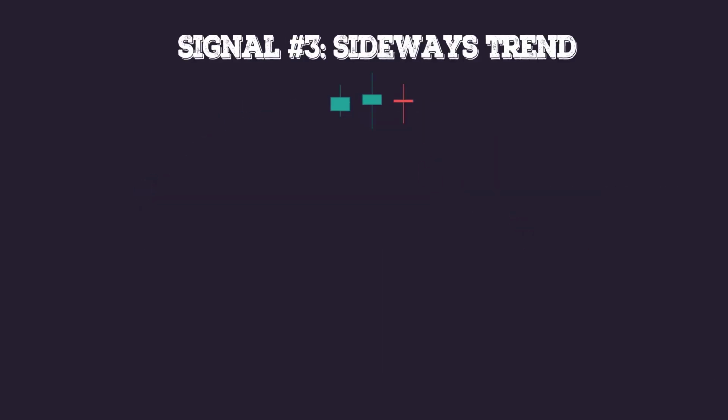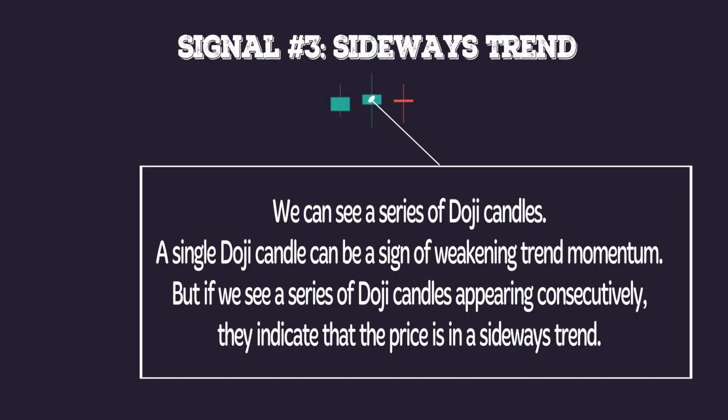Signal number 3, sideways trend. After a strong trending move, we may begin to see a cluster of doji candles. A single doji candle can signal a loss of momentum. But when several dojis appear in succession, it clearly indicates that the market has entered a sideways or ranging phase.